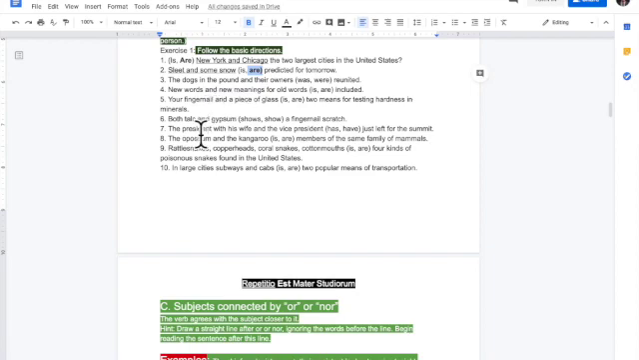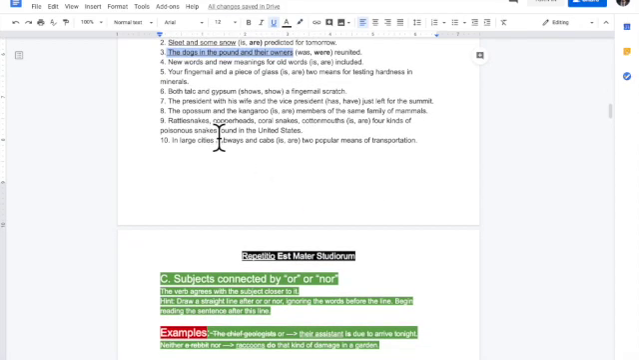The dogs in the pound and their owners. Well, these are both plural, so were, boom. And you just underline. So there we go, underline. And that's what we got.